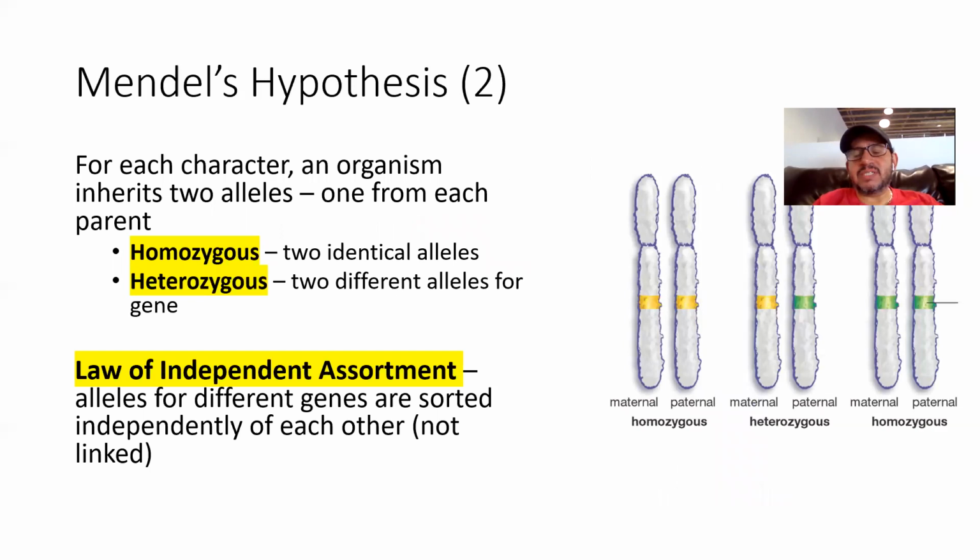The second hypothesis that Mendel had was that for each character, an organism is going to inherit two alleles. And what does that mean? You're going to get one allele from your mom and one allele from your dad. And you can either have these identical alleles, which are homozygous, or you can have completely different alleles, which are heterozygous. So remember, these are terms that you're going to have to memorize and then explain in the final exam.